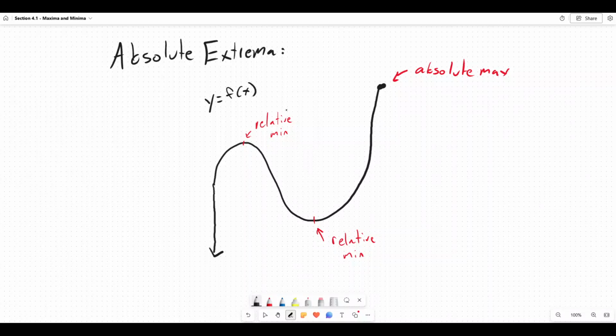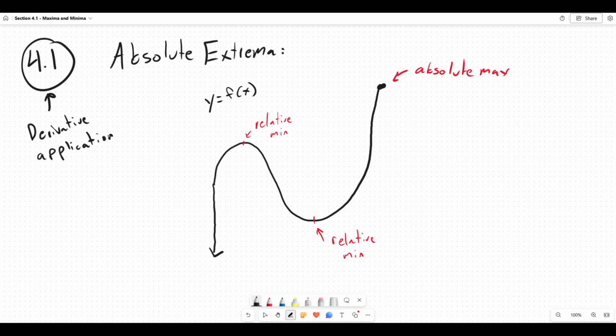Hello, everybody. We're going to jump right into section 4.1. All of section 4, we're going to talk about derivative applications, uses. Why do we care about derivatives? What can we do with them beyond what we've already seen? Okay, and so we're going to start by talking about something called minimum and maximum.